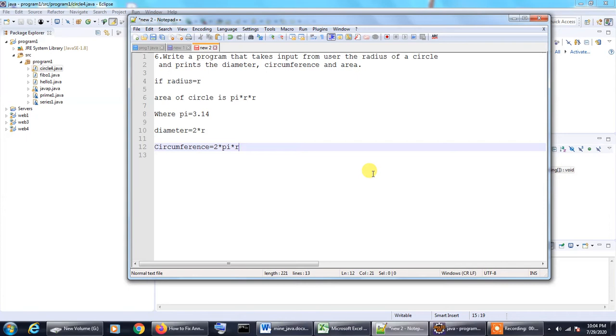We are storing the radius in a variable called r, and we know that the area of the circle is calculated using the formula pi into r square, where the value of pi can be either given as 3.14 or you can enter it simply as 22 divided by 7. For simplicity I recommend keeping it as 3.14. The diameter of the circle is 2 times the radius and the circumference is 2 multiplied by the value of pi multiplied by the value of the radius. Now let us take a look at the program code.